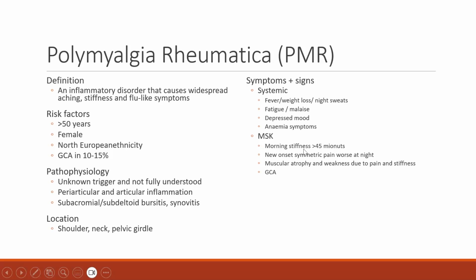We get morning stiffness, which lasts more than 45 minutes. New onset symmetric pain that's worse at night. We get muscular atrophy and weakness due to pain and stiffness, and we get giant cell arthritis in some of them.